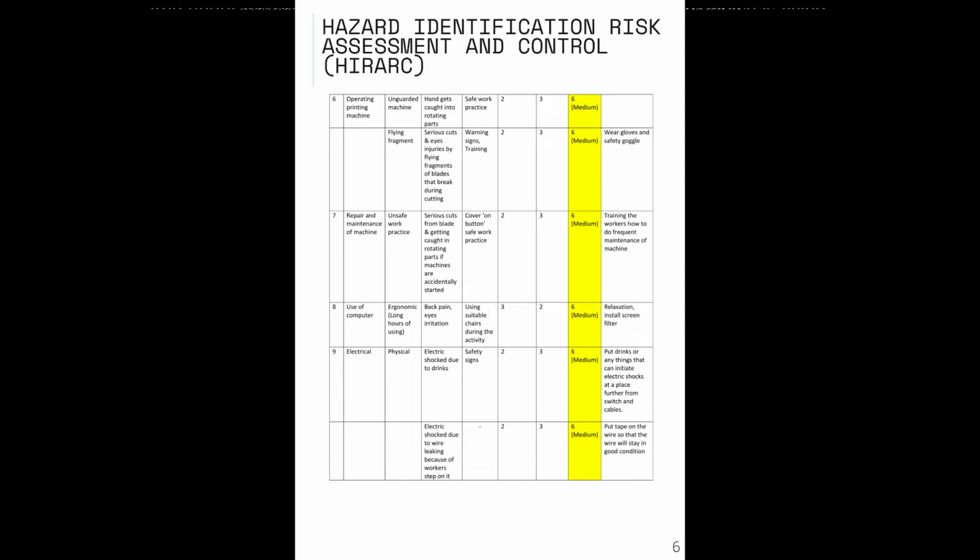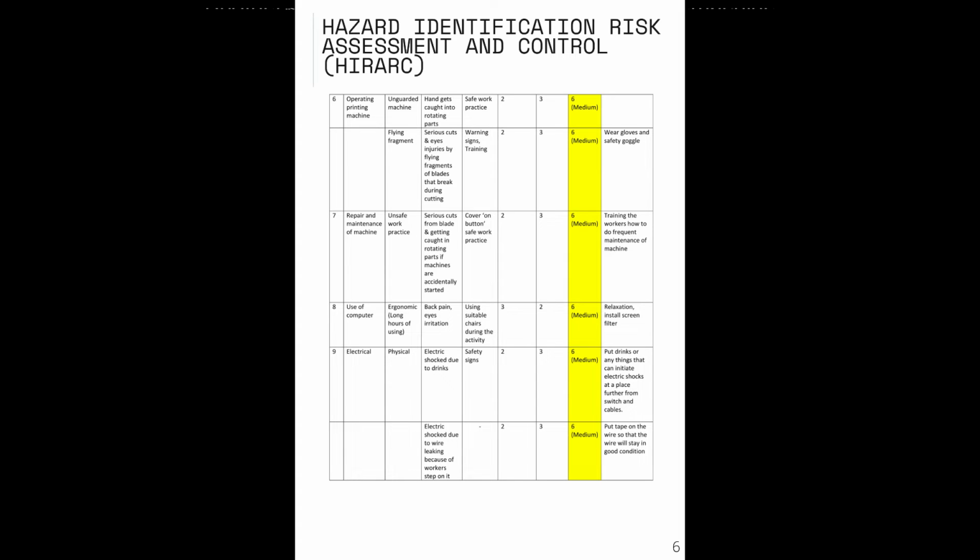And under operating the printing machine, there's another hazard, which is flying fragments, which can cause serious cuts and eye injuries from flying fragments of blades that break during cutting. For the existing risk control, there must be warning signs or proper training. The risk has been concluded as 6, which is medium. And for the risk control, they should wear gloves and safety goggles.